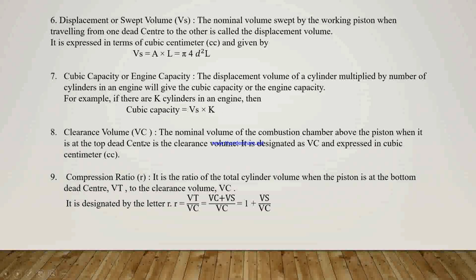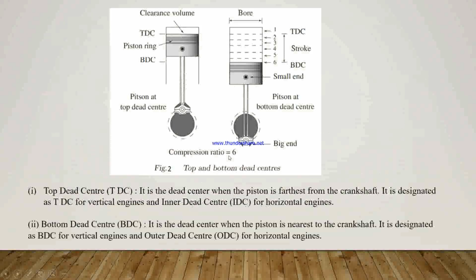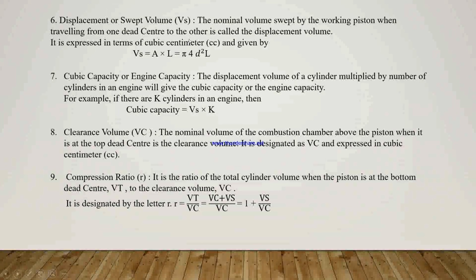Okay, next is the clearance volume, denoted by Vc. It is the nominal volume of the combustion chamber above the piston when it is at the top dead center. In the last figure we see the clearance volume when the piston is at top dead center.